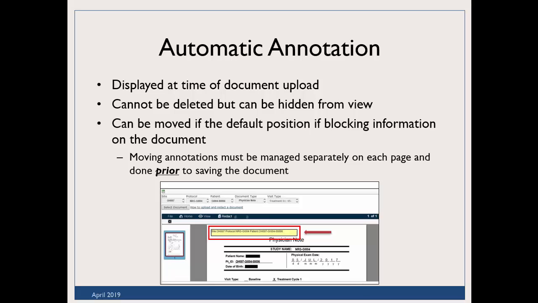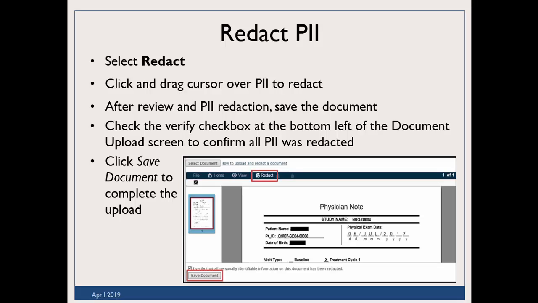The annotation, as I said, will be displayed at the time of document upload. You can hide the annotation. It can't be deleted, sort of. There is a way to remove it totally. And you can move the default position if it's blocking necessary information. And you should do the changes to the annotation prior to saving the document. To redact, you'll select the redact, click and drag that box over the information you want to redact, and then save the document. You will have to go to the bottom and check that you have redacted all PII from the document, and then save.